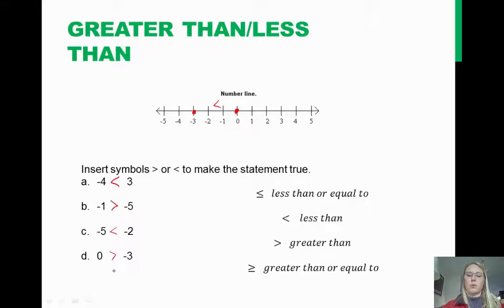But one thing I wanted to point out to you is that there are 4 different greater than or less than signs. Notice that this is a less than sign and it has an equal sign underneath it. So that's why we have less than or equal to. This one's just plain less than. It doesn't include the number. This is greater than. It doesn't include the number. And this is greater than or equal to. This includes the number. Okay, continuing on.